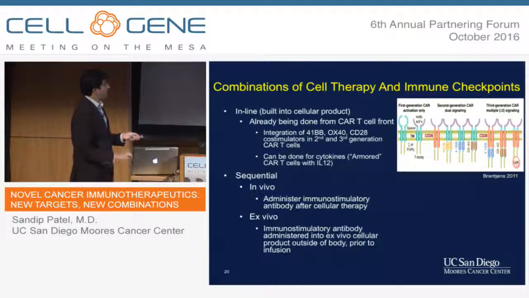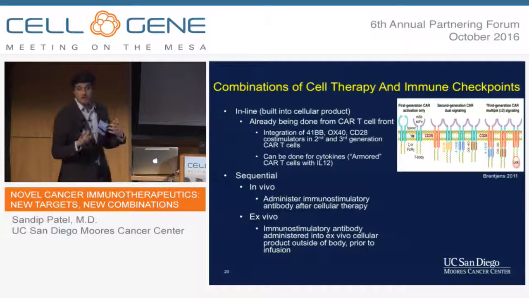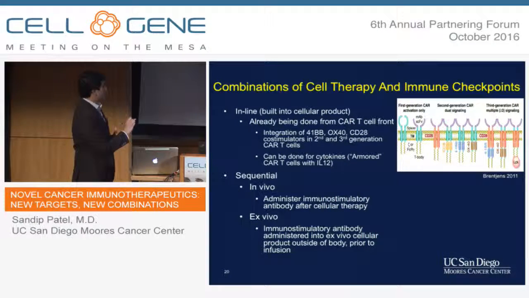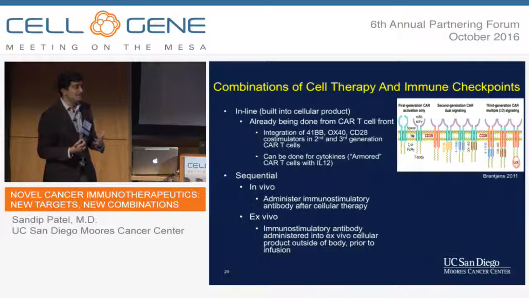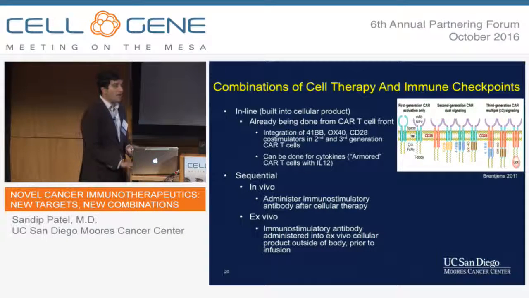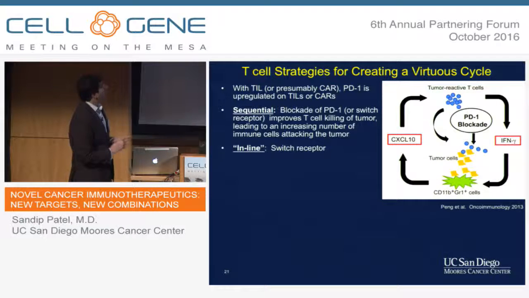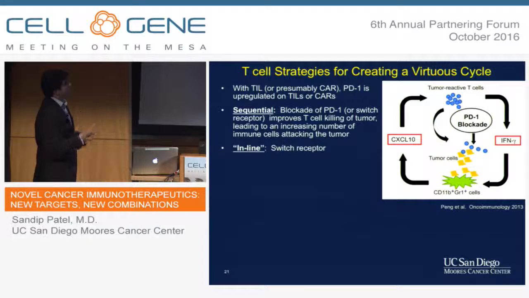And then finally, the ex vivo strategy, in which in the actual bag, after you produce the cellular product, you can give a dose of OX40, 4-1BB, IDO prior to the infusion, with the idea that you can deliver a higher dose and avoid accidentally activating a nascent autoimmune cell that's in the body. And so these are strategies for creating a virtuous cycle within the tumor microenvironment. I know we're running short on time, so I'll kind of go through these quickly.